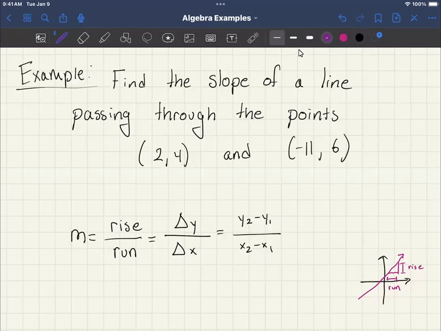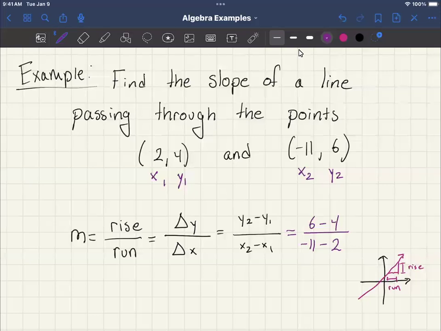Let's make this one x1, y1, and I like to put these right underneath the point that I'm working with so that I don't get confused or wonder which one I started with. So we're going to start with our y2, which is 6, and then subtract our y1, which is 4. On the denominator, we're going to start with x2, which is negative 11, and subtract our x1, which is 2.